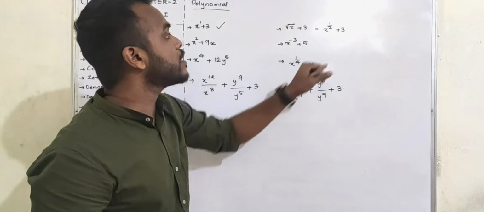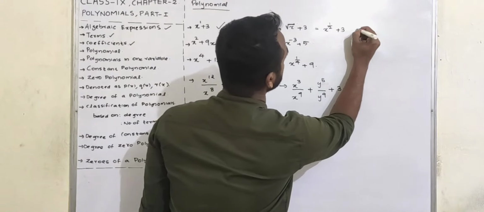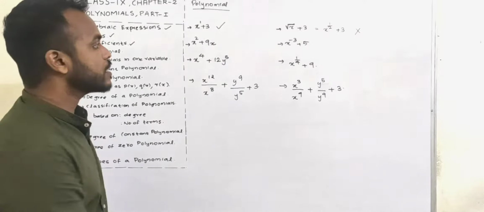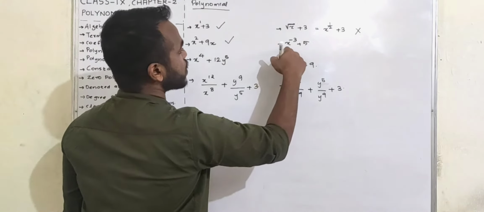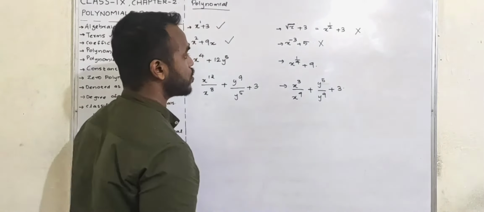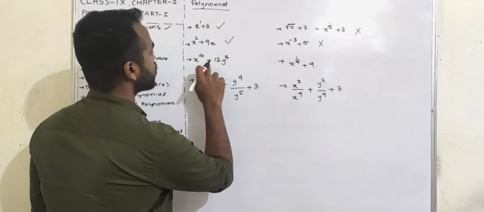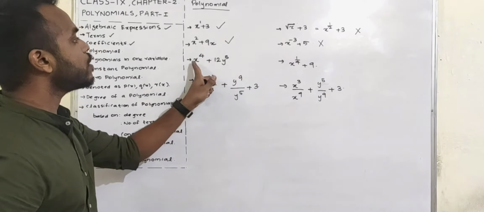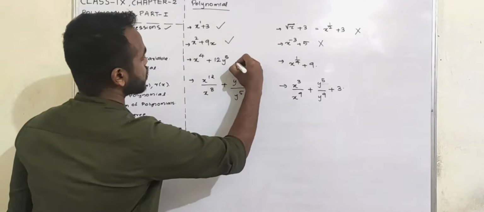which denies that the expression is a polynomial. So this is not a polynomial. This one, x square plus 9x, is a polynomial. X raised to minus 3 plus 5. X raised to minus 3 is not a whole number power, so that's not a polynomial. Then x raised to 4 plus 12, y raised to 5. No problem with the powers of the variables x and y, so that's a polynomial.